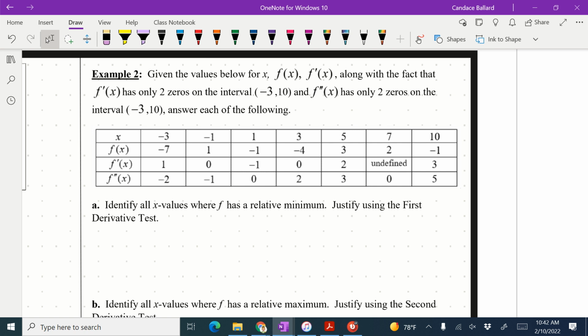About 30 more seconds to read through it. Okay, I'm going to read with you. All right. We're going to go through it again.